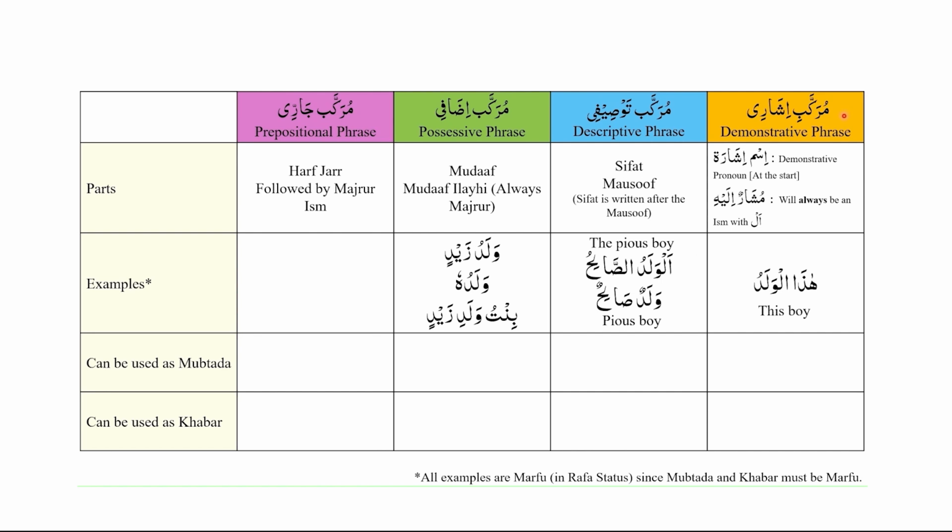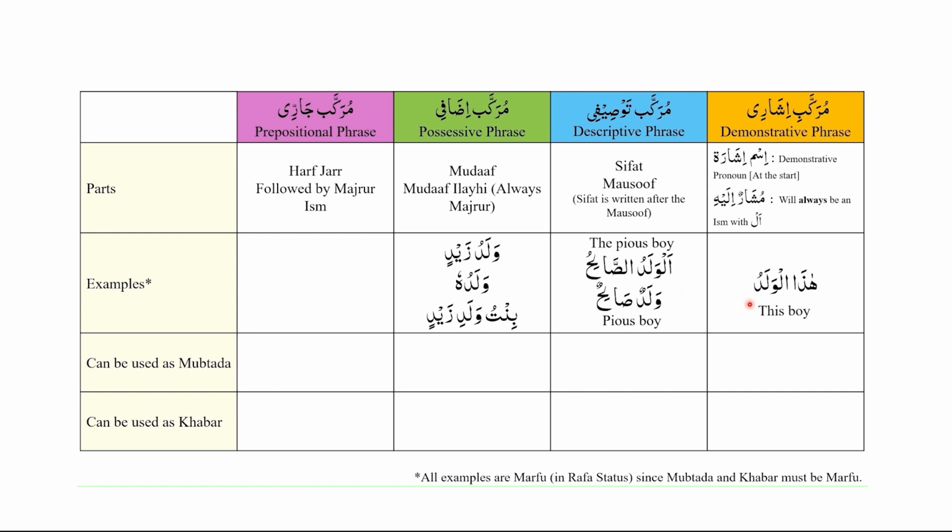Murakkab Ishari will have two parts, Ism Ishara, which is the demonstrative pronoun, and it will be followed by Musharun ilayh, which will always be an ism with al on it. An example of Murakkab Ishari is Hazal Waladu. Hazal Waladu can be translated to this boy. Now we will see if Hazal Waladu can be used as mubtada or can it be used as khabar in Jumla Ismiyah.